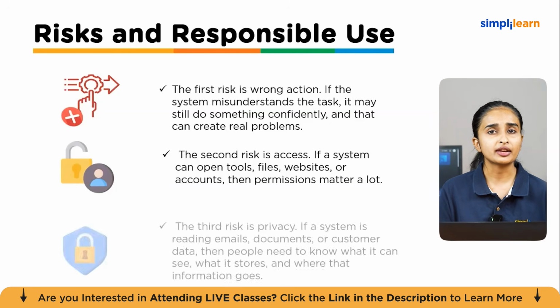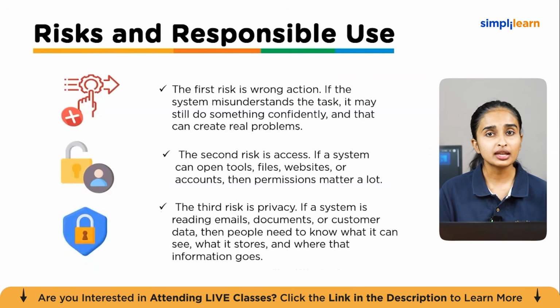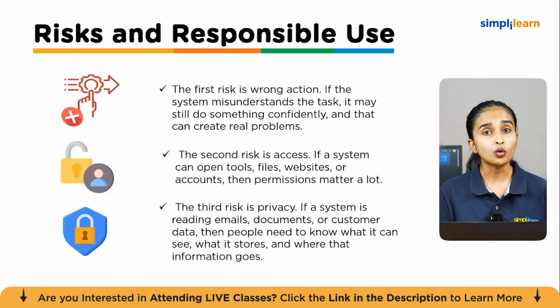The third risk is privacy. So if a system is reading emails, documents, or customer data, then people need to know what it can see, what it stores, and where that information goes. Responsible use means setting clear limits.